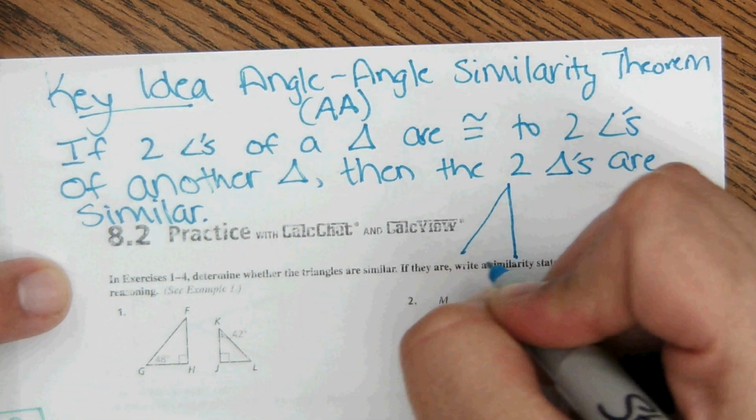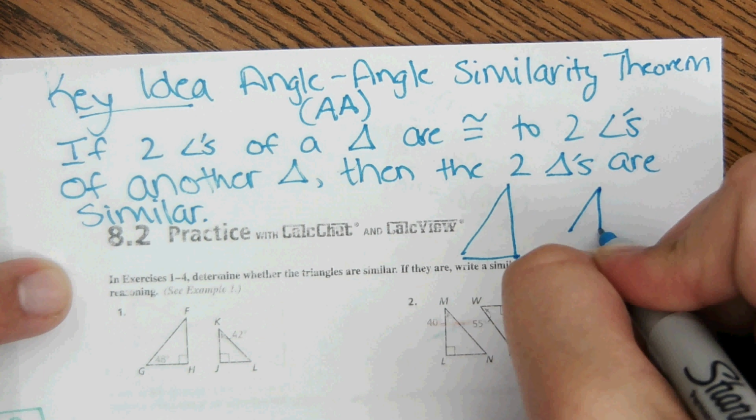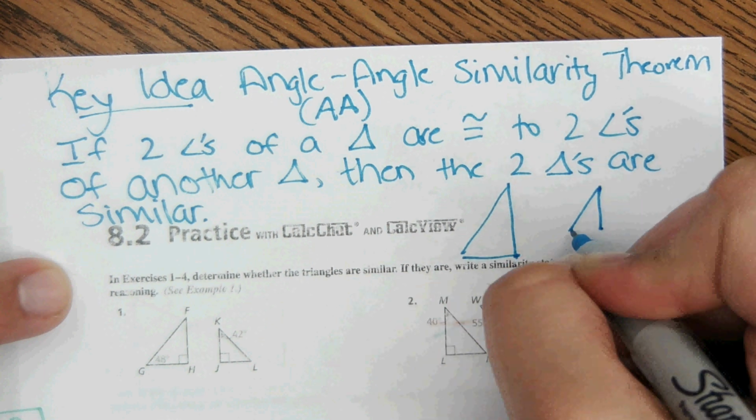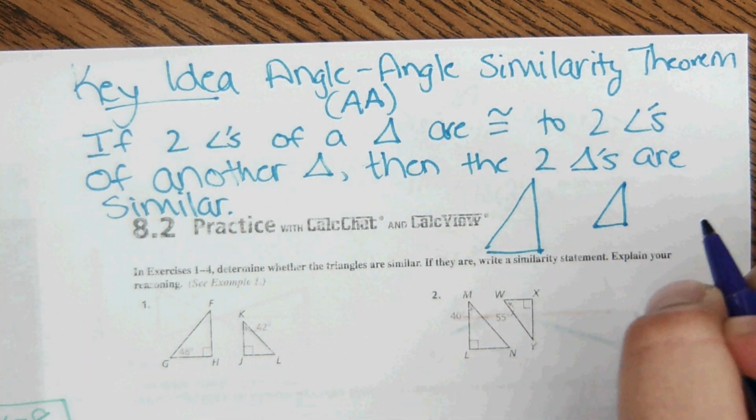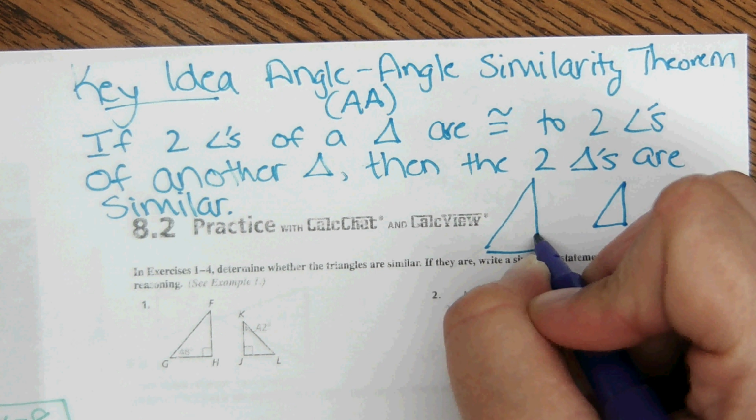So what does that look like? I'm going to draw a triangle here, and then another triangle over here. With similar triangles, remember they're not congruent, but they're proportional. So here are two triangles right here, and then the angles are equal.